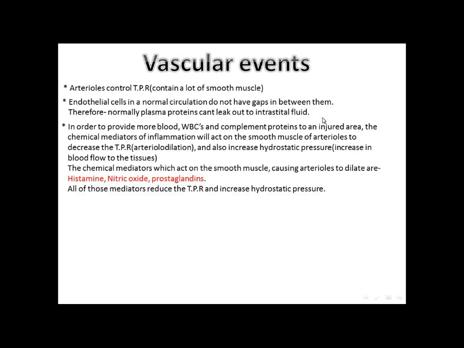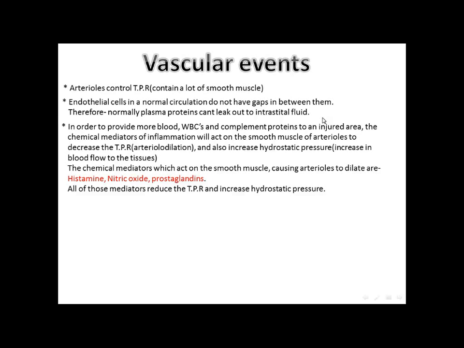So in order to provide more blood, and more white blood cells and more complement proteins to an injured area, the chemical mediators of inflammation will act on the smooth muscle of arterioles to decrease the total peripheral resistance, basically inducing arteriolodilation. And this will also increase the hydrostatic pressure, which basically will increase the blood flow to the tissue. Again, bringing more white blood cells, complement proteins, and more blood to the injured area.